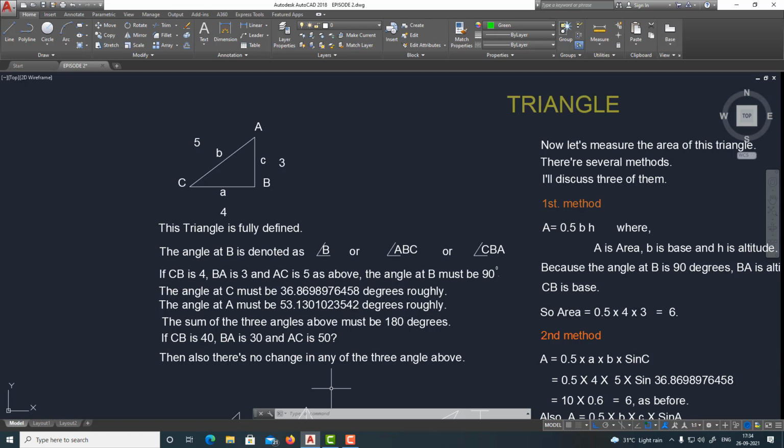We'll discuss triangle. Triangle is an important figure in survey. In triangle ABC, if the sides A, B and C are given, the triangle is fully defined. That means the area of the triangle can be calculated and also the figure can be plotted. The angle at B is called angle B or angle ABC or angle CBA.